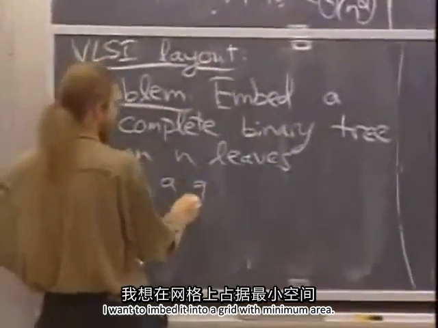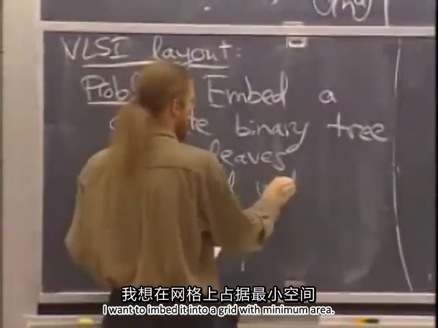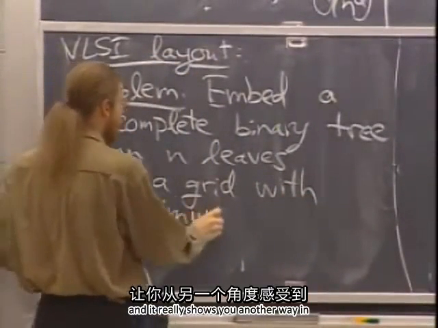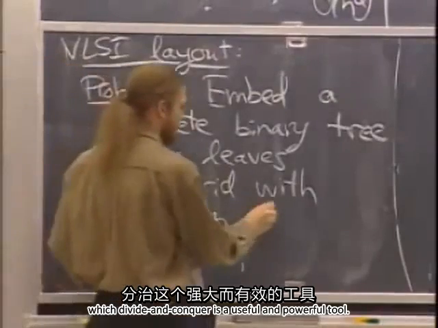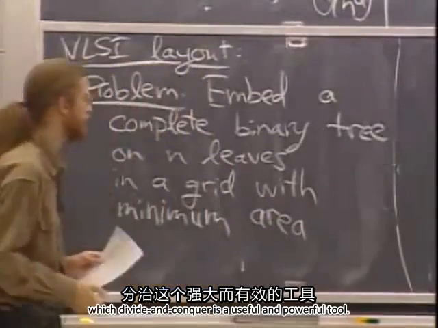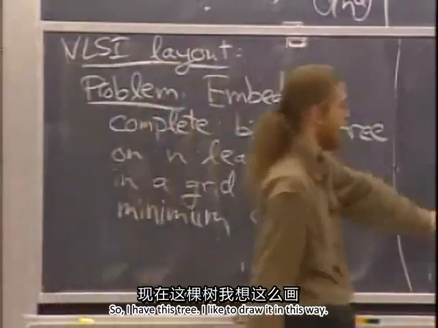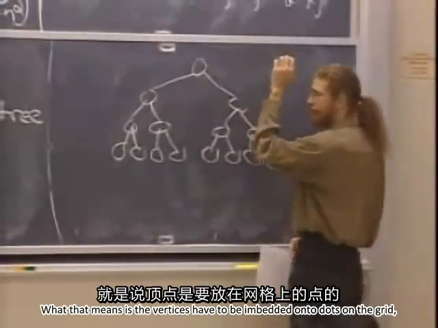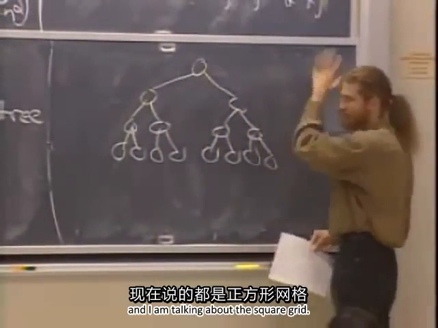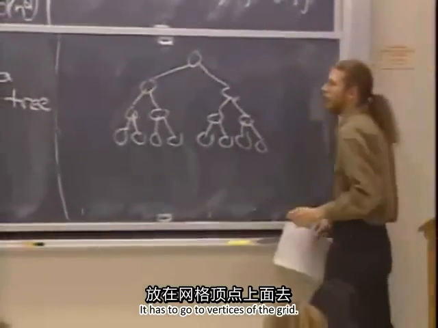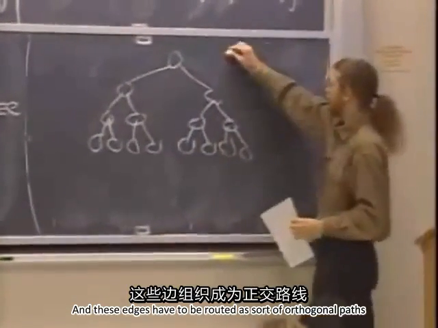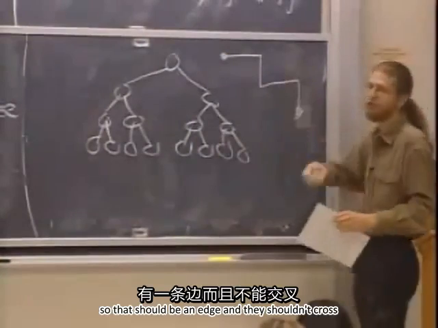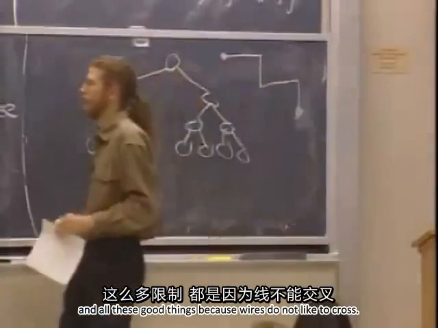I want to embed it into a grid with minimum area. It's a very cute problem, and it really shows you another way in which divide and conquer is a powerful tool. So I have this tree. I like to draw it in this way. I want to somehow draw it on the grid. What that means is the vertices have to be embedded onto dots in the grid. I'm talking about the square grid. And these edges have to be routed as orthogonal paths between one dot and another. They shouldn't cross and all these good things. Wires don't like to cross.